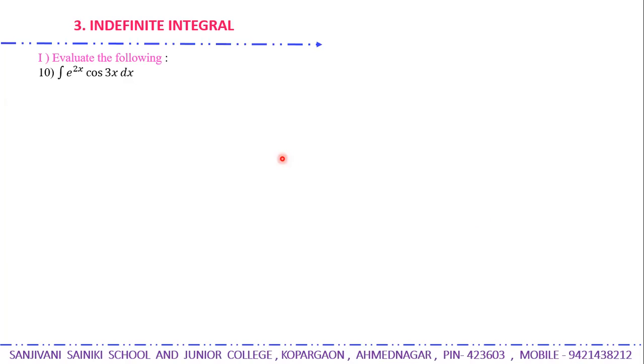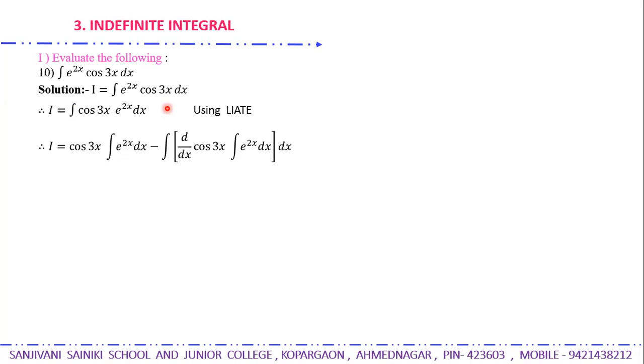Now the 10th example: integral of e raised to 2x cos 3x dx. So I is equal to integral of e raised to 2x cos 3x dx. Now this is an exceptional case. We don't have to choose the first function or second function to evaluate this type of function: e raised to ax cos bx or e raised to ax sin bx. These are the exceptional cases for by parts. So here, keep the first function as it is, integration of the second function minus integration of d by dx of the first function into integration of the second function.